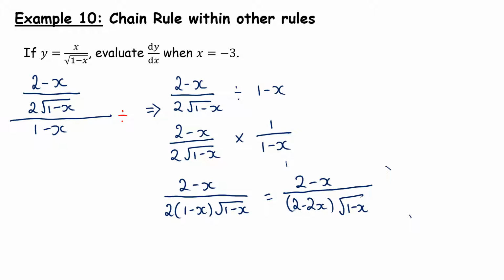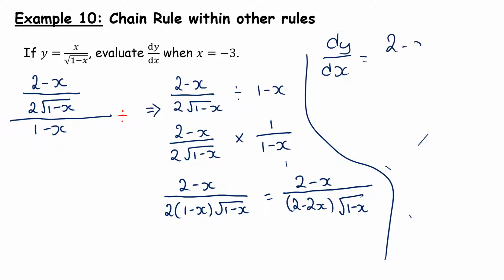Now, that is as far as we need to go. That is our dy dx. So I'm just going to put this up here. So we have dy dx equals 2 minus x all over 2 minus 2x square root of 1 minus x, and we want that specifically when x equals minus 3.